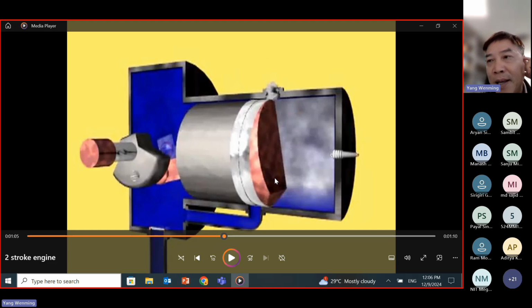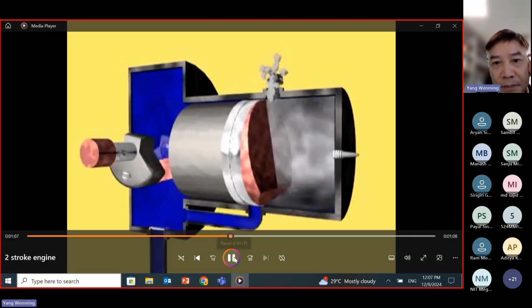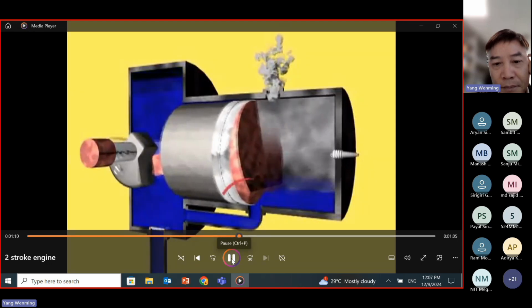The second function is to act as an intake valve. As the piston moves down, the transport port will open. When the piston moves further down, the transport port, or inlet port, is opened and the fresh charge is delivered to the cylinder. The fresh charge sweeps the exhaust gas and pushes it out.